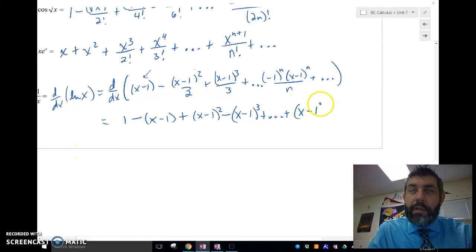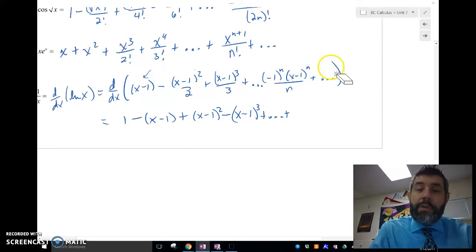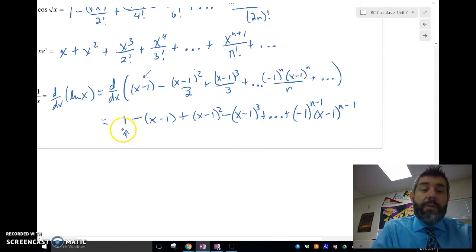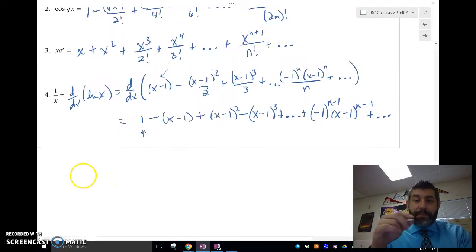(x minus 1) to the n. Oh, I forgot my alternating part. Negative 1 to the n minus 1 or n plus 1, either of those will work, times (x minus 1) to the n minus 1. We're going to need a minus 1 here because if I'm going to start with n equals 1, then I'm going to want this to be a 0 power, which will make this all 1, which will give me that first term right there. Okay, so plus dot dot dot. All right. So that's 1 over x.